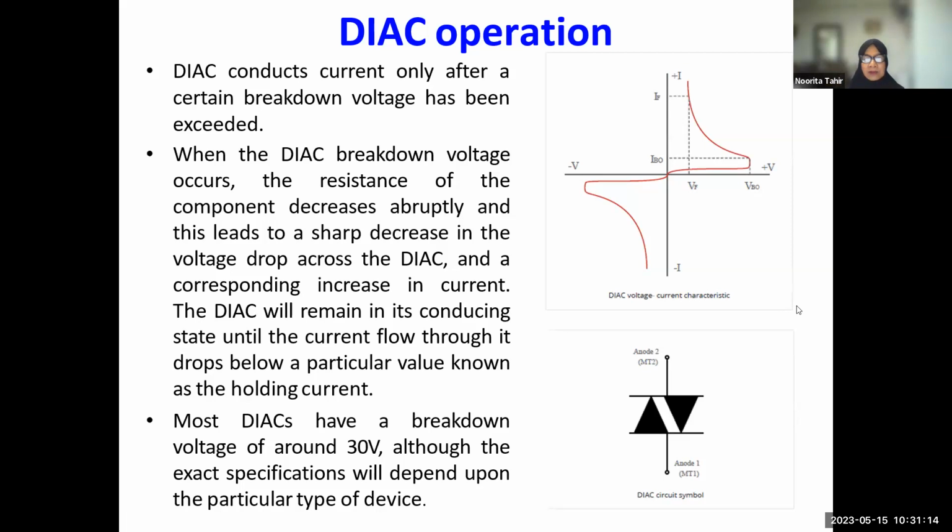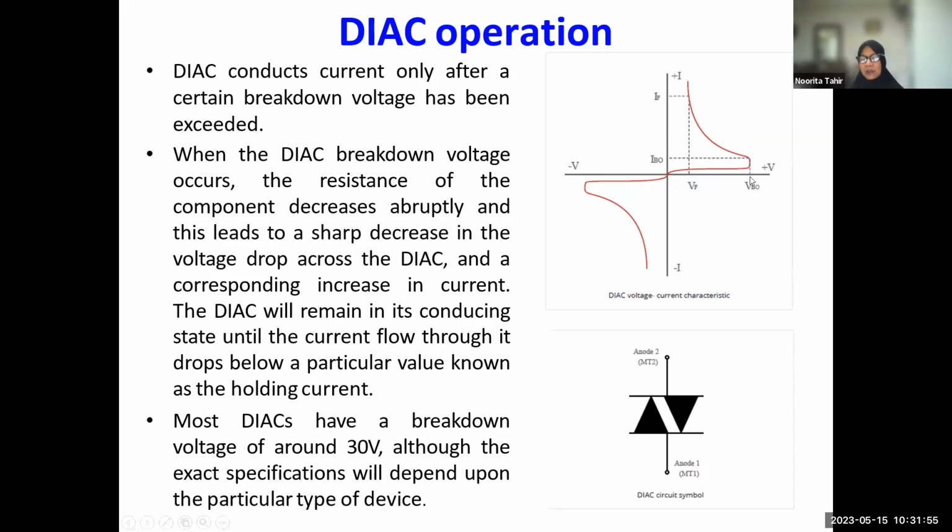So when the diac breakdown voltage happens, the resistance of the component will decrease abruptly, and this leads to a sharp decrease in the voltage drop across the diac and a corresponding increase in current. Okay, and it was up there. So the diac will remain in its conducting state until the current flowing through it drops below a particular value known as the holding current.